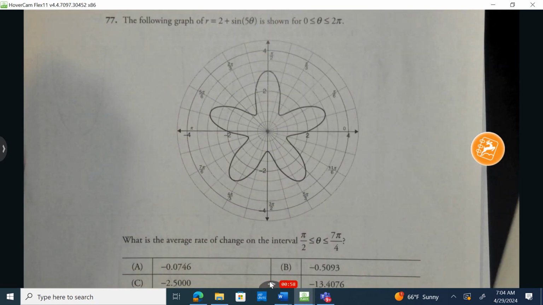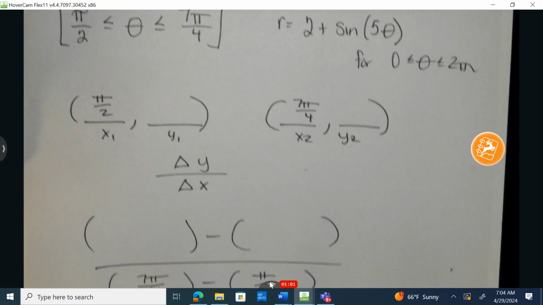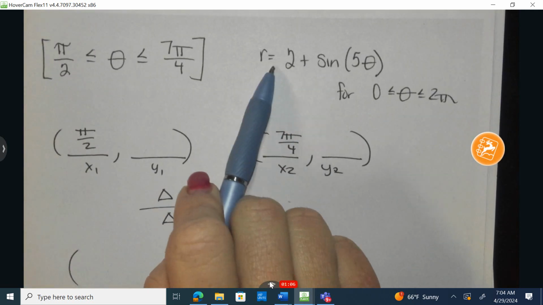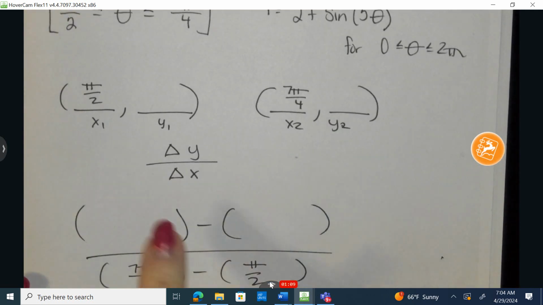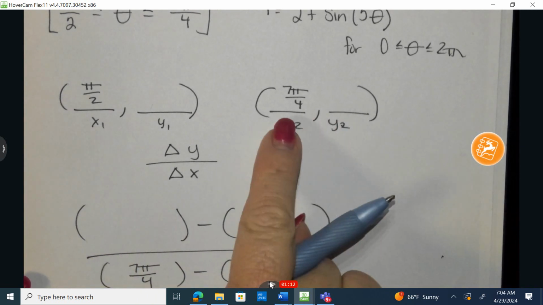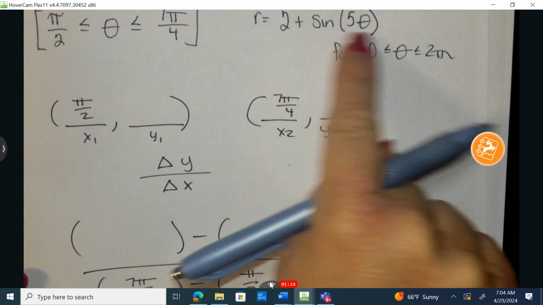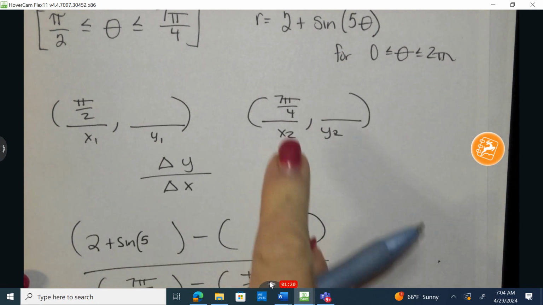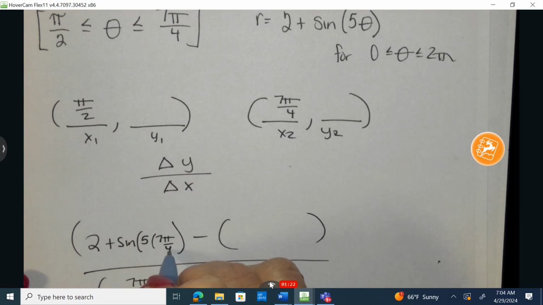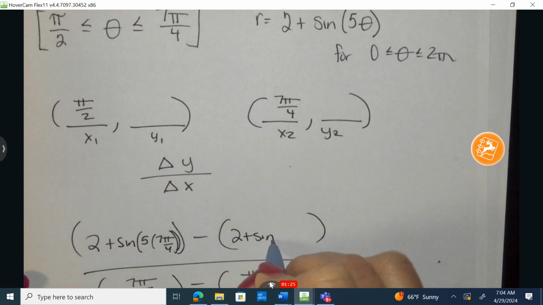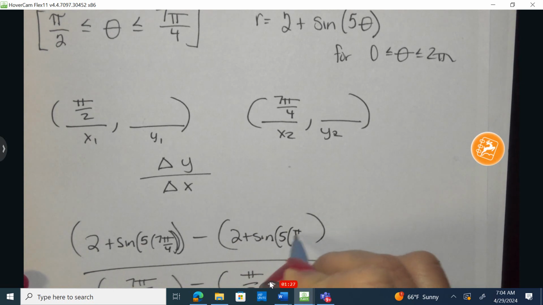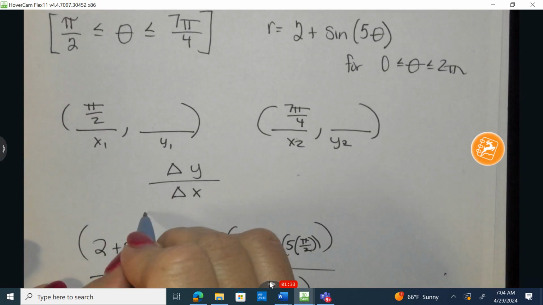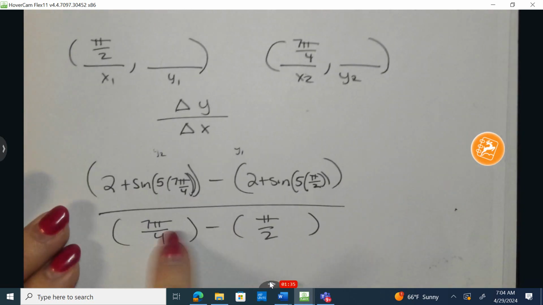Now, if I look at my answers, I can see my answers are in decimal form, so I think I can simply plug this into a calculator. Let's check and see. Okay, so here is what r is equal to, so I'm going to start plugging this in. So I want to go in this position as y sub 2. This is my input for y sub 2, so I'm going to write this down. 2 plus the sine of 5 times 7 pi over 4, 2 plus the sine of 5 times pi over 2. Inputs for y sub 2 and y sub 1. Remember, this is y sub 2 minus y sub 1 over x sub 2 minus x sub 1.